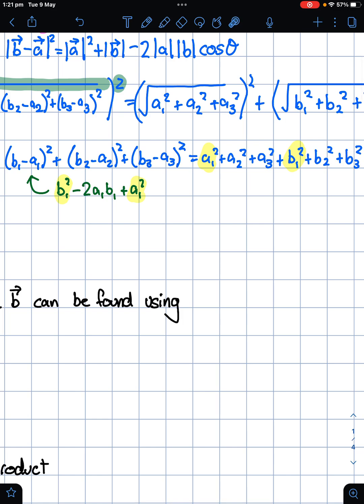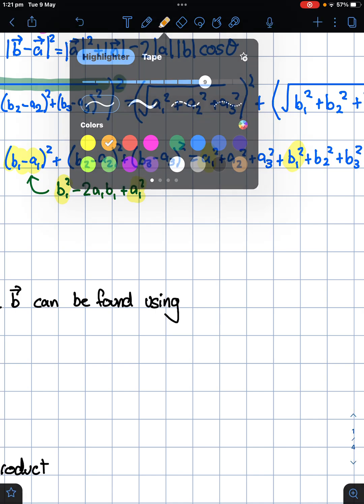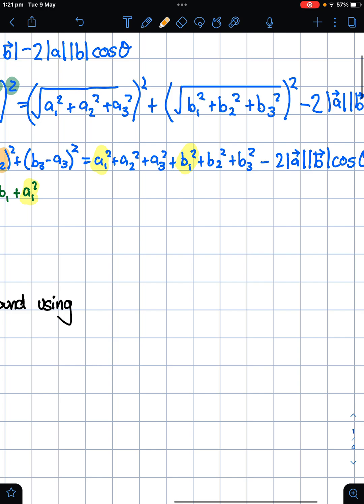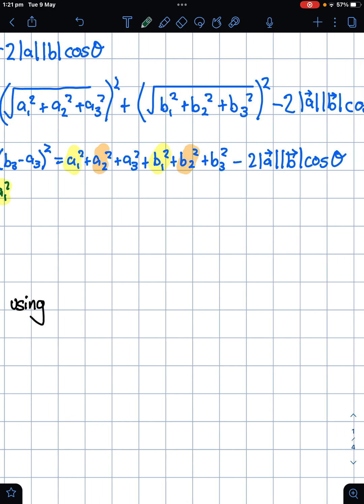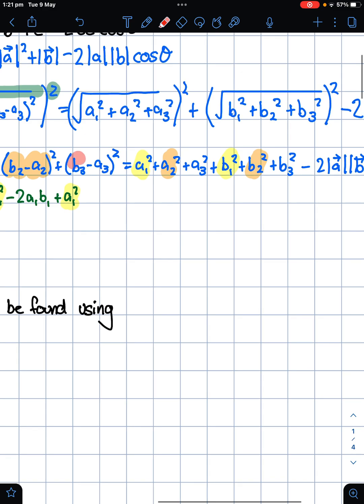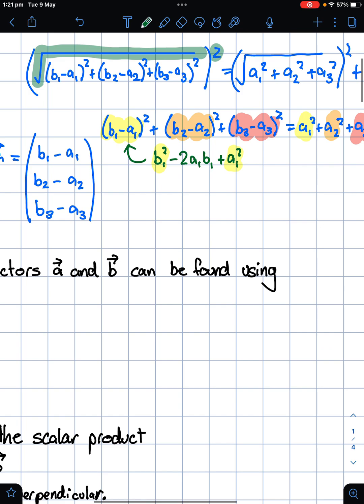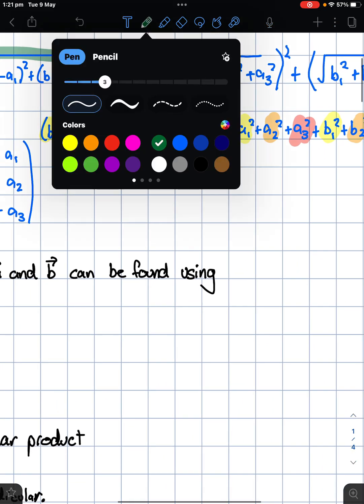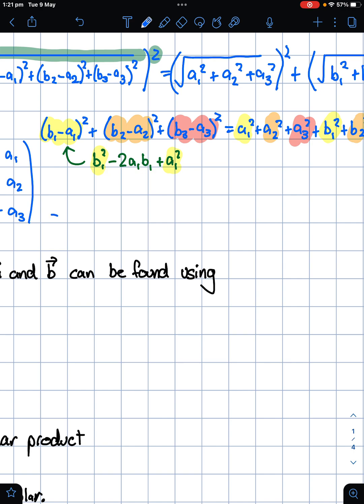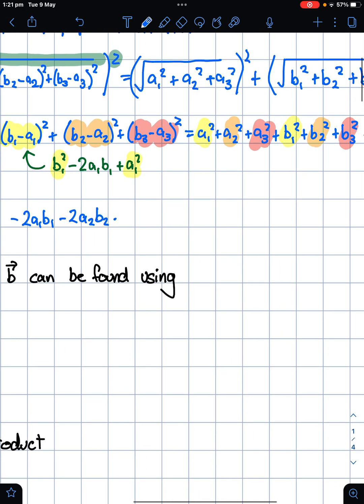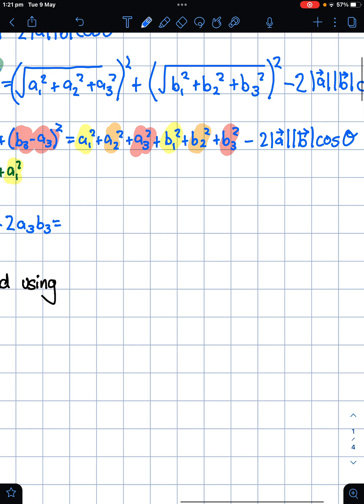Each of these particular ones, let's do that one there, is where they're going to cancel, and then if I use another color, this orange, these are going to cancel with that one, and then this final one here is going to cancel with that and that. So what we're going to be left with is this middle term of each one. So we're going to be left with negative 2a1b1, negative 2a2b2, and negative 2a3b3.